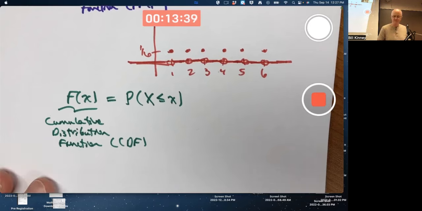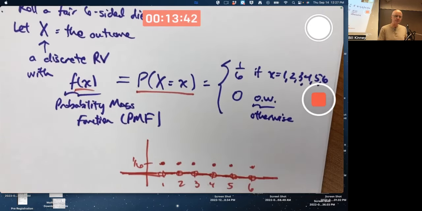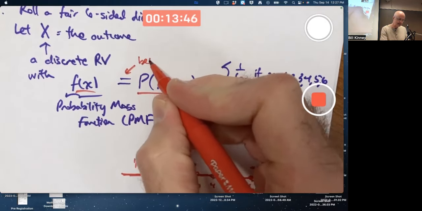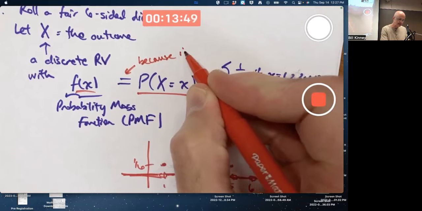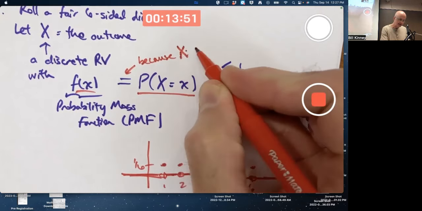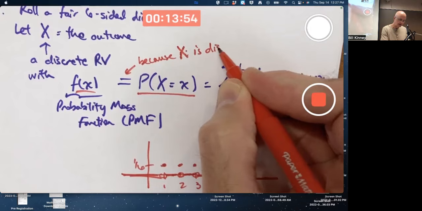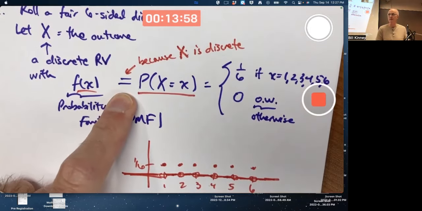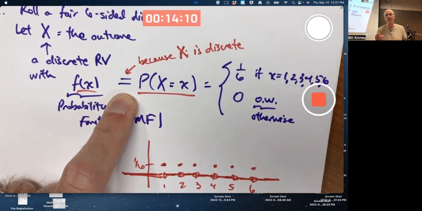Word of warning, back up here, this equality is because the random variable capital X is discrete. That equality right there is not going to work in chapter 4 with continuous random variables. Again, I already mentioned that 6 minutes ago. The PDF, probability density function, in chapter 4, when you plug in numbers, doesn't give you probabilities. You have to integrate it to get probabilities.